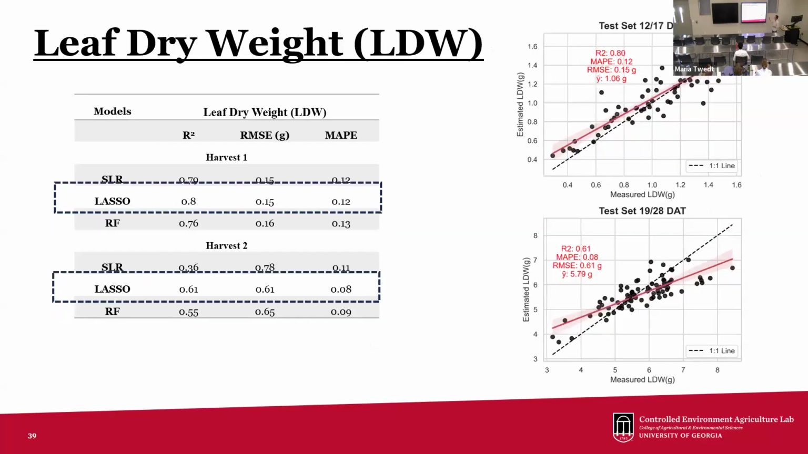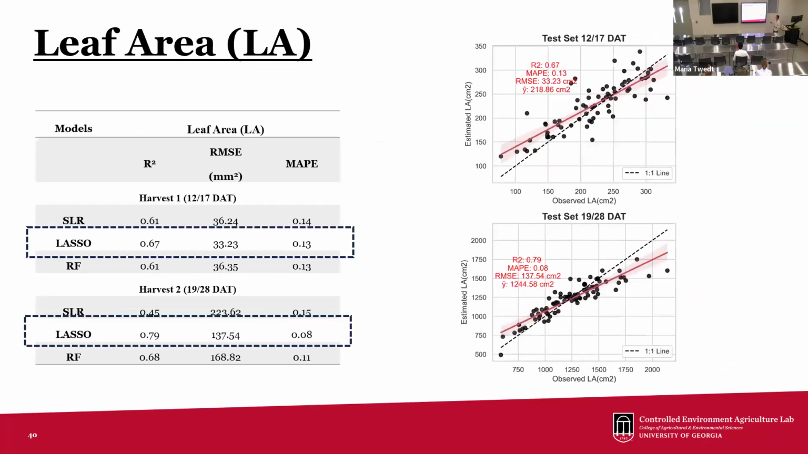We did the same with the leaf dry weight. Again, the lasso regression still outperforms the other two, even the more complex strategy. And then for leaf area, some of my colleagues will be happy to see that leaf area can actually be predicted by imaging techniques. But here is where the lasso model again performed the best, with the better predictions and error rates as low as 8%.